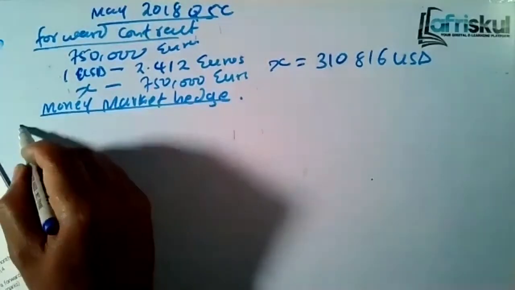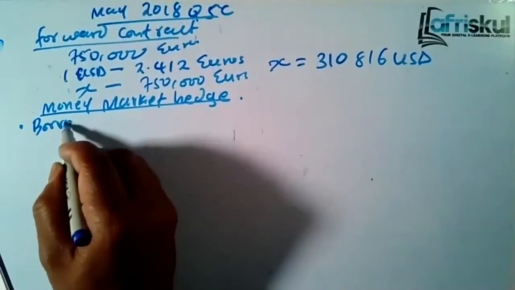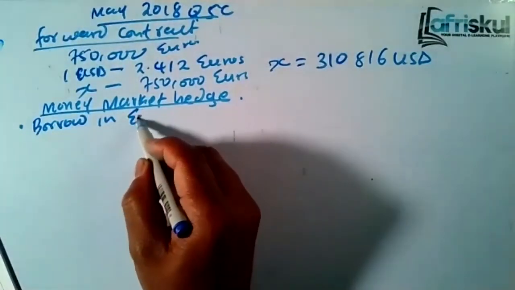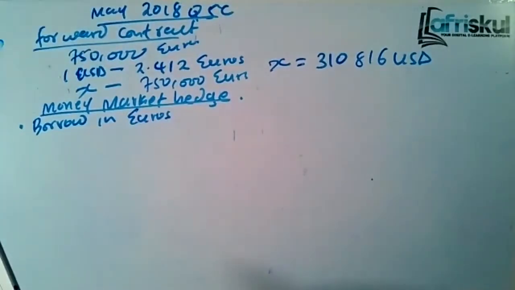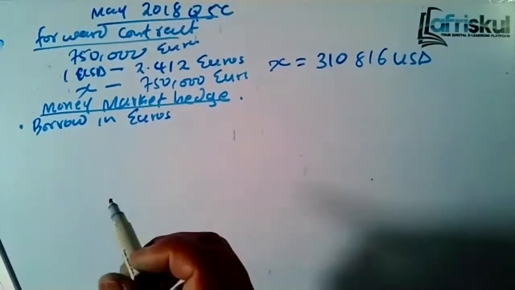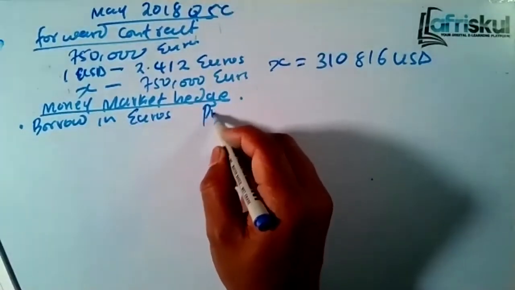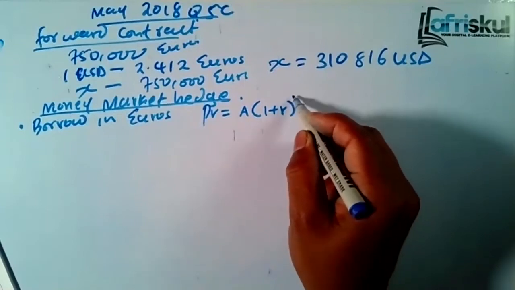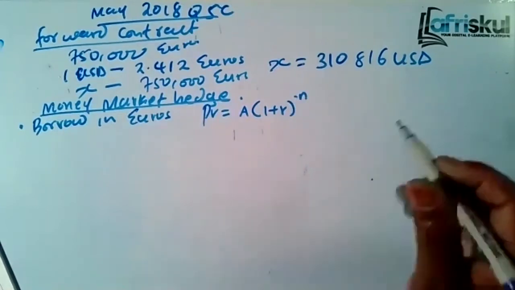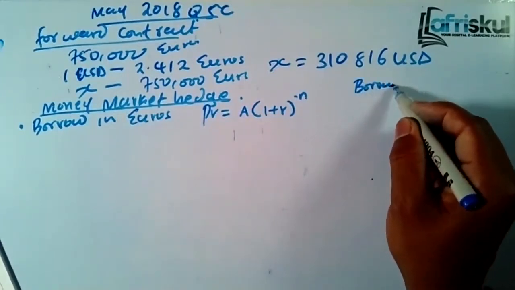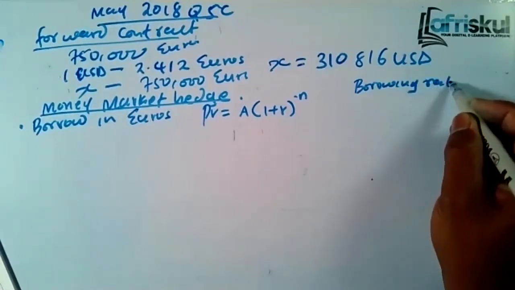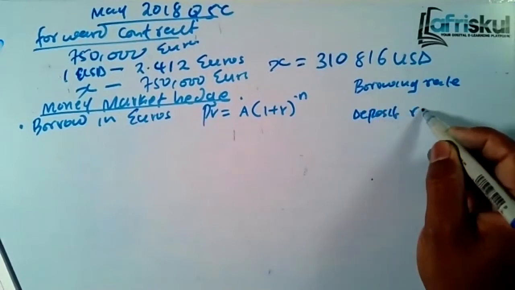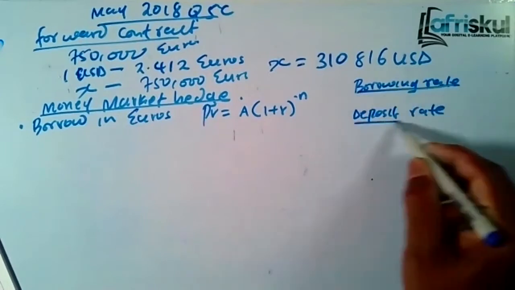If you use the money market hedge, step number 1, we have said that you borrow in foreign currency. In this case, our foreign currency is euros, so you need to borrow in euros. And when you're borrowing in euros, how much will you borrow? For you to know the amount to borrow, you have to get the present value, of which you take the amount times (1 plus r) raised to the power negative n. So let's get the borrowing rate, and then we get the deposit rate. You have to differentiate between the two.